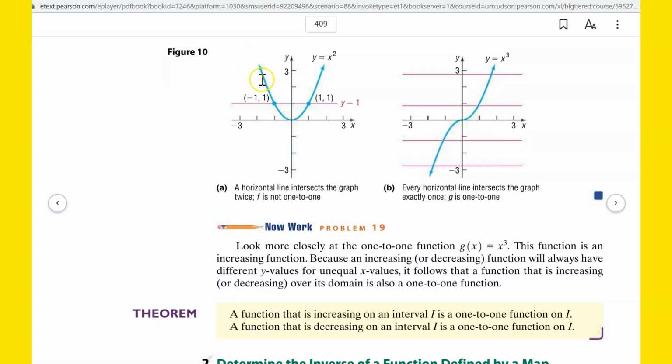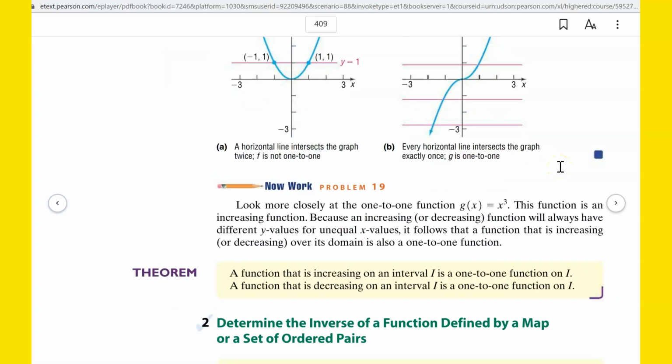Whereas this parabola first has an interval of decrease from negative infinity to 0, but then it has an interval of increase from 0 to infinity because it has a turn in it. It starts out decreasing, but then it turns into increases. And when that's the case, it's not going to be one-to-one.